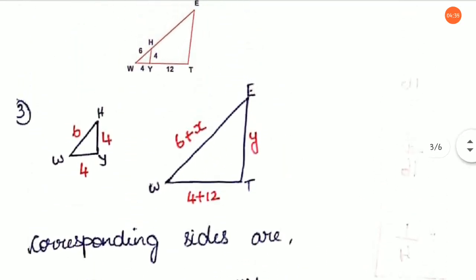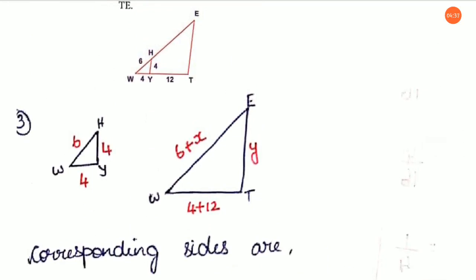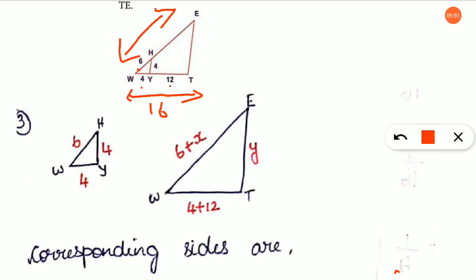First, in order to find the values, again look at this diagram. Here they have given you WH is equal to 6 and WY is 4, YT is 12. Now WT value will be 4 plus 12. So the value should be 16 here. And the same way for this side, what is the value? 6 already they have mentioned, and we don't know what is the other variable. So I am going to consider it as an unknown. So 6 plus x. Okay.